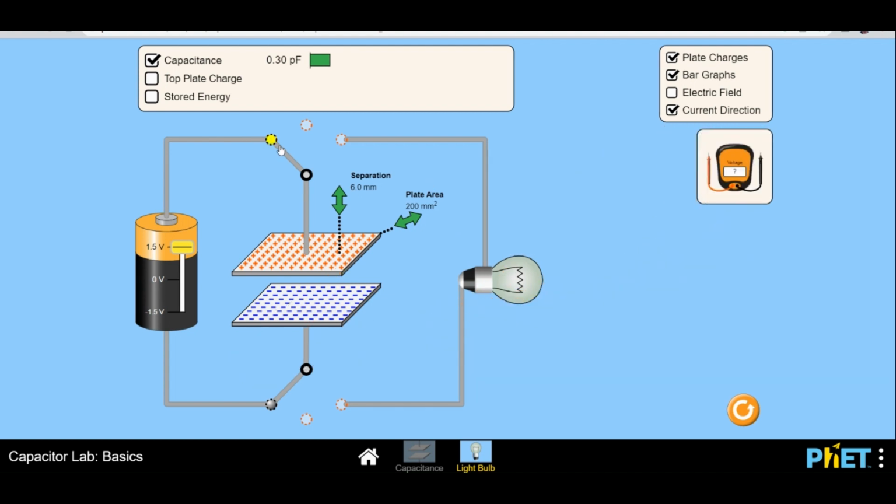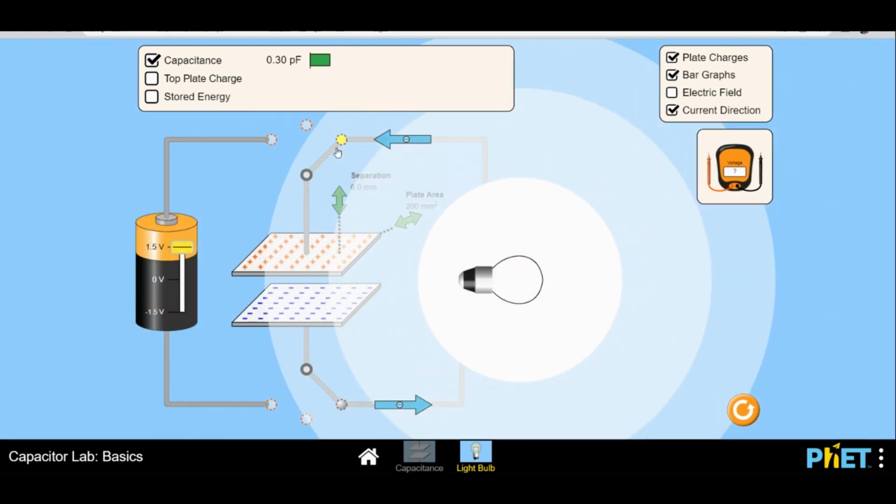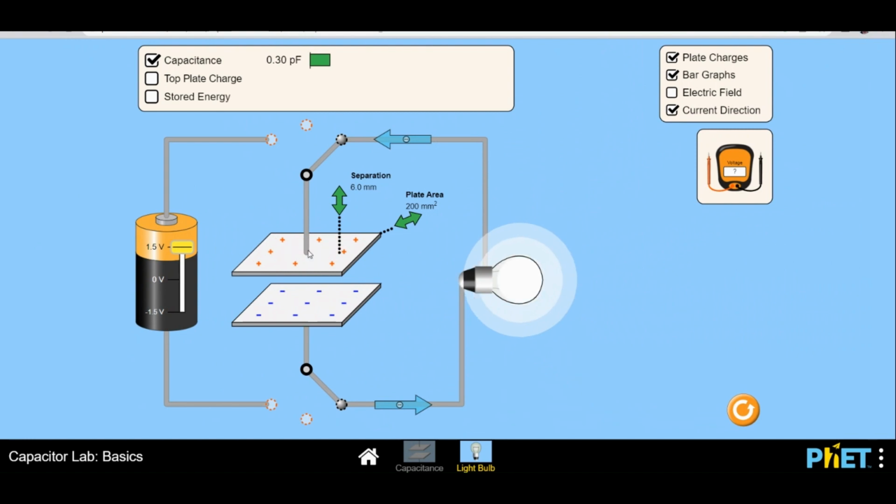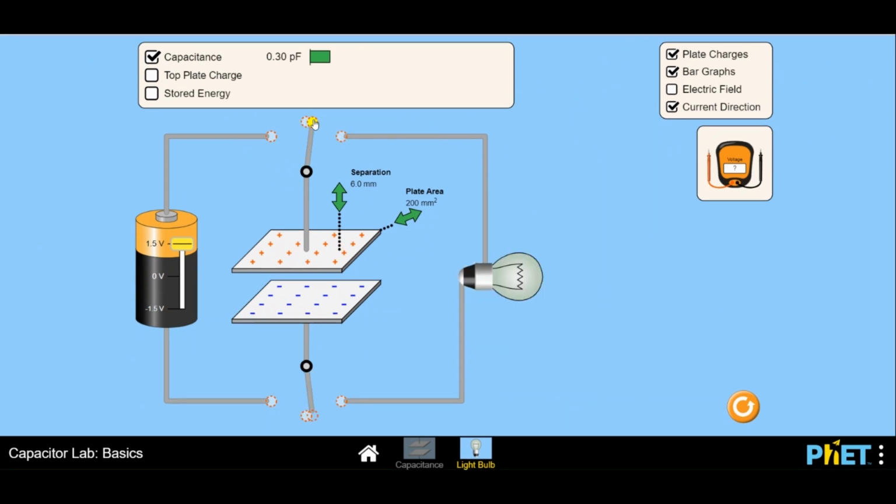Now, if I disconnect the capacitor and connect it to the lamp, the lamp glows. But if you see, it is observed that the charge on the plate reduces over a period of time, and so does the brightness. And this continues to happen till the capacitor's charges are completely discharged through the lamp. So, this phenomenon is called discharging of the capacitor.